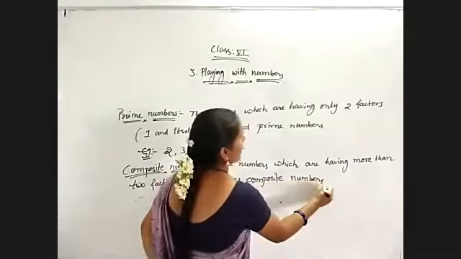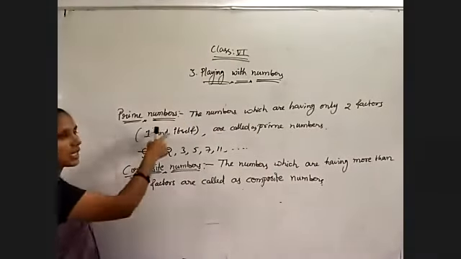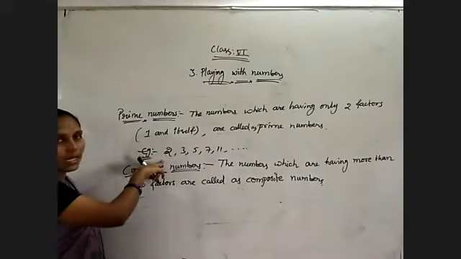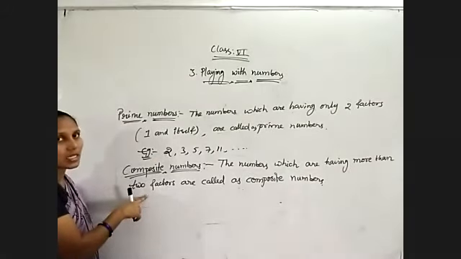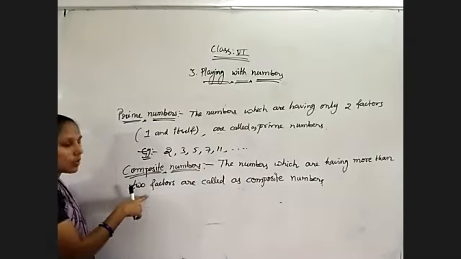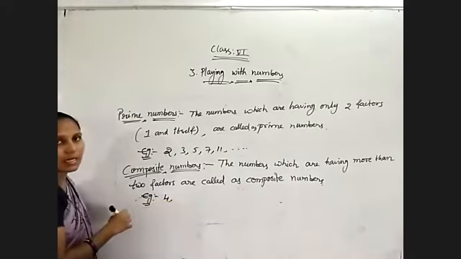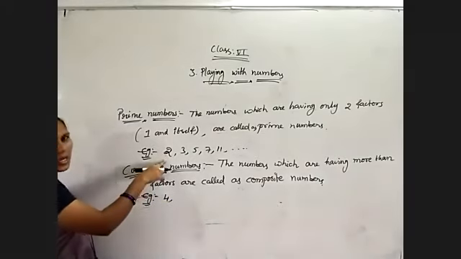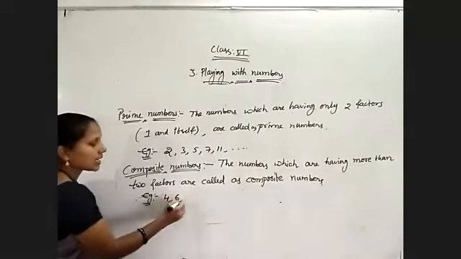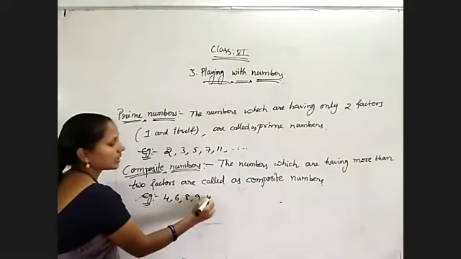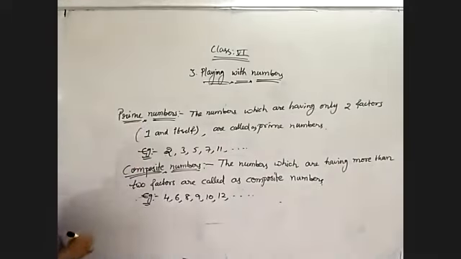So the numbers which are having only 2 factors, one is 1 and the other is that number itself, those are called prime numbers. The numbers which are having more than 2 factors, those are said to be composite numbers. For example, 4 is a composite number. So the numbers which are not primes, those are composite numbers: 4, 6, 8, 9, 10, 12, and so on. All those are composite numbers.